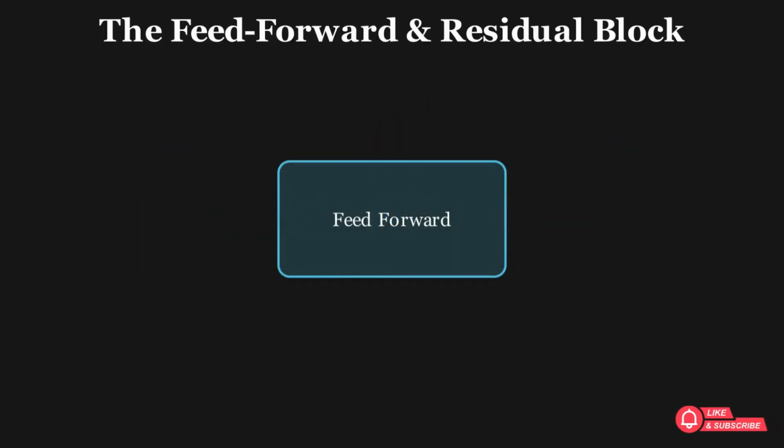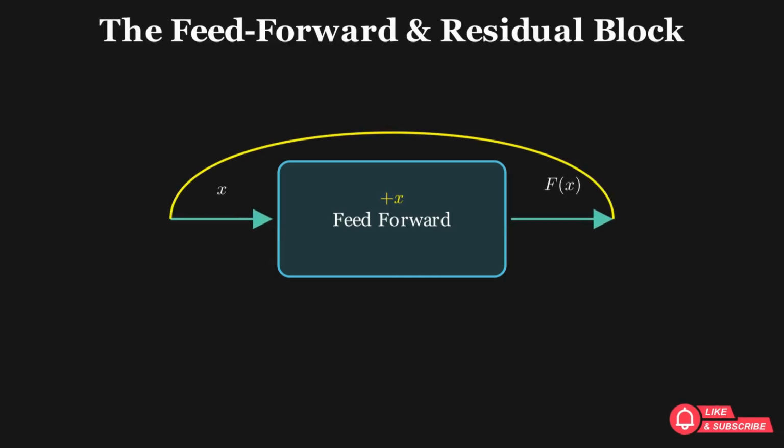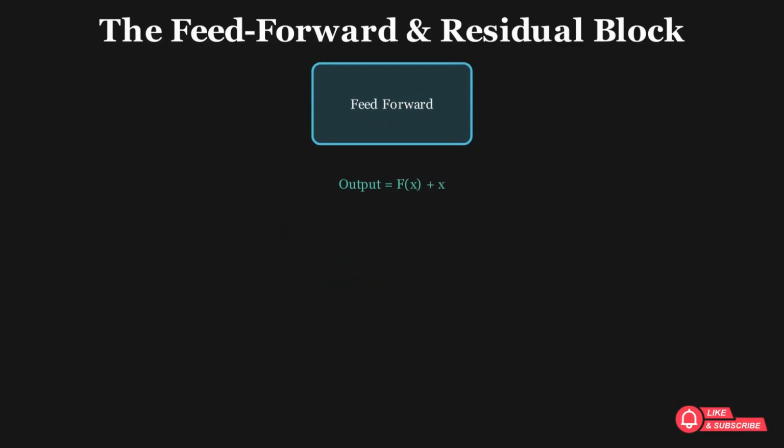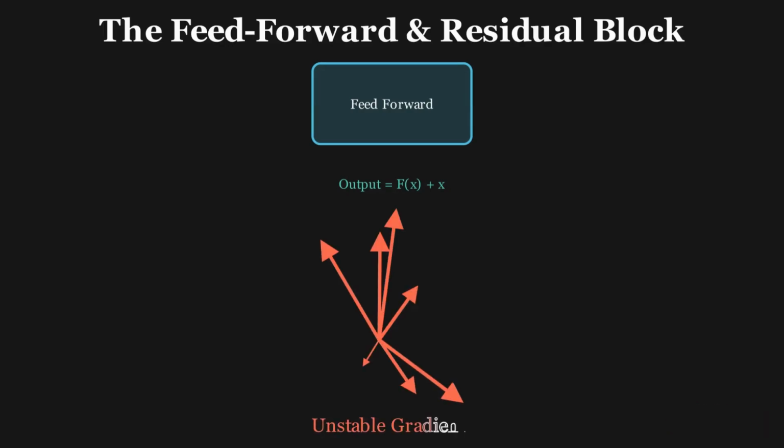But deep networks forget things, so we add a residual connection. This creates a highway for information to flow unchanged, solving the vanishing gradient problem. Finally, we apply layer normalization to stabilize the learning. It forces the numbers into a consistent range, preventing chaos.